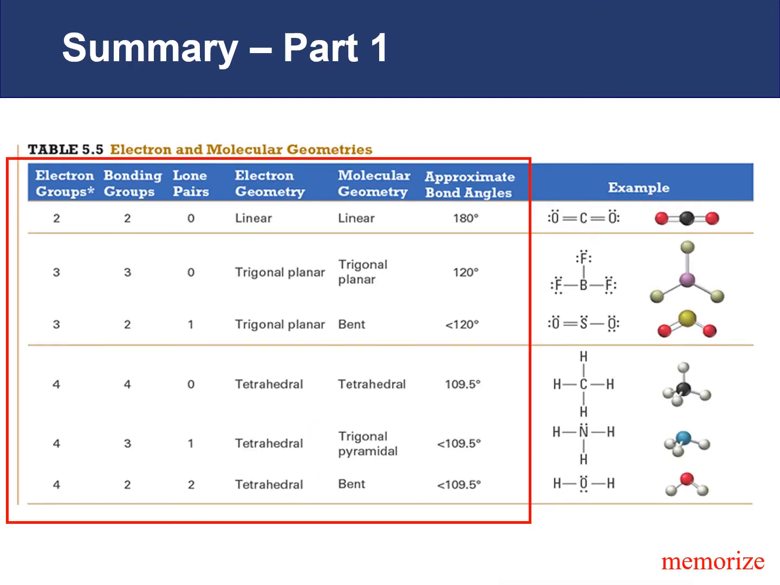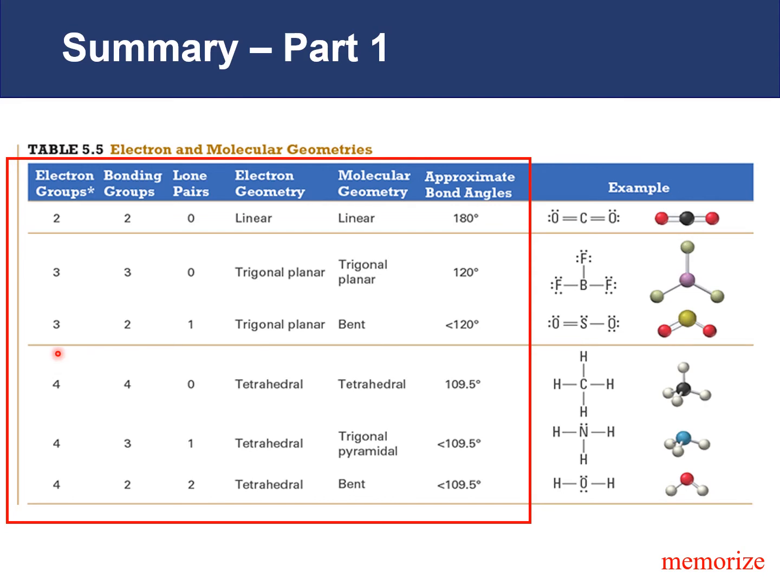Let's now summarize our different electron and molecular geometries. The way that we're going to categorize them is based on the number of electron groups. If we have 2 electron groups, we will have 2 bonding groups, giving us 0 lone pairs. The electron geometry and the molecular geometry are called the same thing. They are both linear. The approximate angle is going to be 180 degrees. An example of this is carbon dioxide.